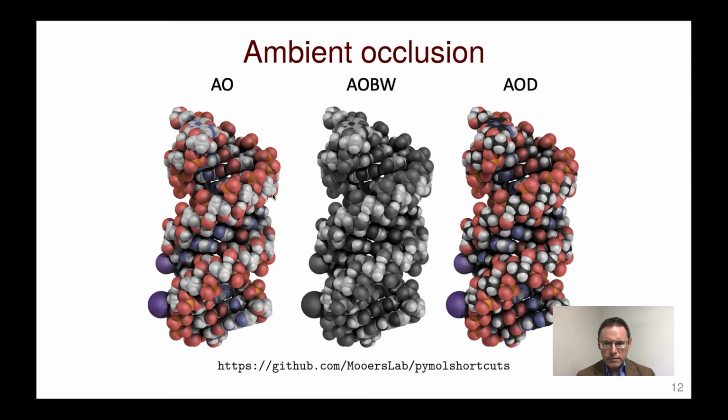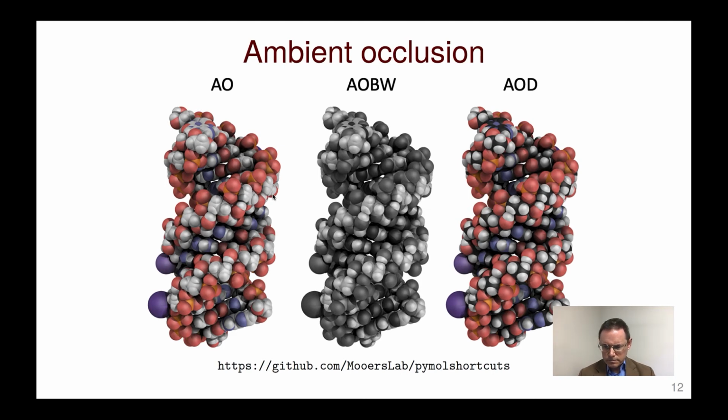So on the left, result of entering the AO tab trigger. In the middle, we've entered the AO-BW tab trigger, and we've gotten the effect on the left applied in grayscale. And then on the right is a variant in which the carbons have been colored black.